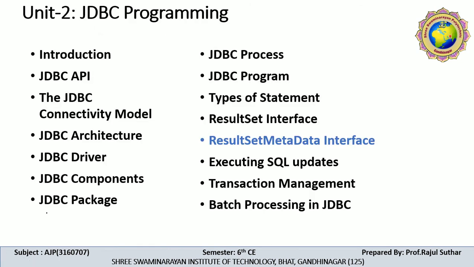Let me discuss the ResultSetMetaData interface. So what do you mean by metadata? Metadata means data about data, we are all familiar. That means information about data can be obtained using ResultSetMetaData. This information can be the number of columns, names of the columns, data types of columns, and so on. Using the getMetaData method, the object for ResultSetMetaData is returned. The general syntax we will discuss.